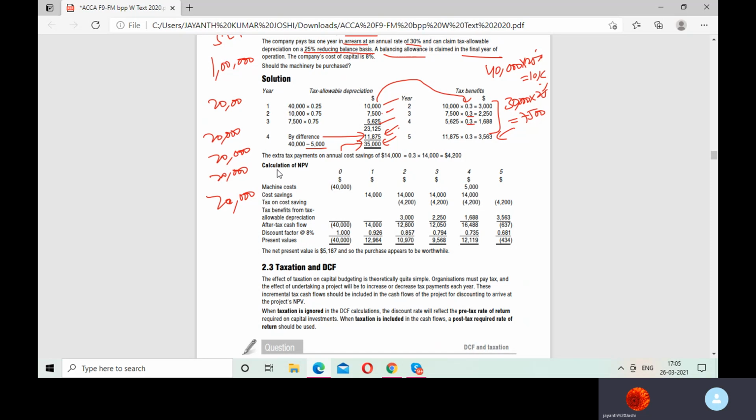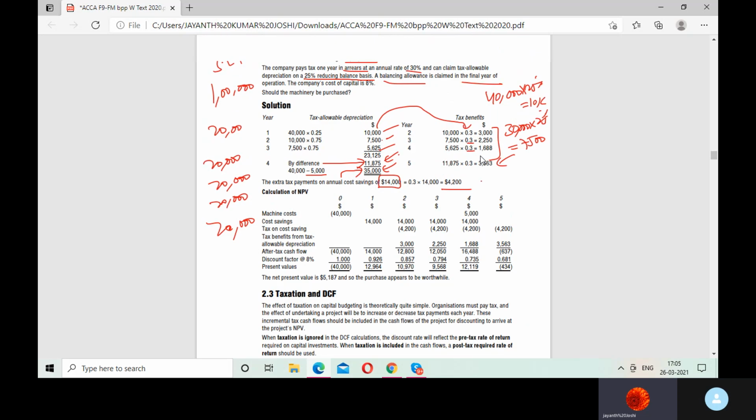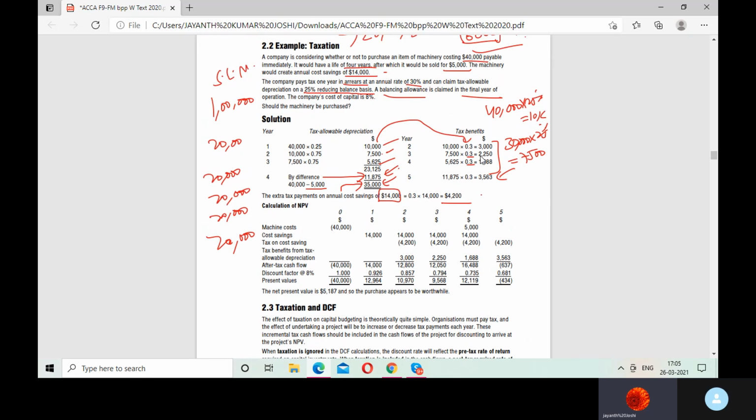Okay. And there is also some savings you have, 14,000. Extra tax payments on this, you need to pay taxes. This is your benefit. So the tax you're paying is 4200. Saving, na? Yes, sir. So now your machine cost is 40,000. This is your cash outlay at the inception.